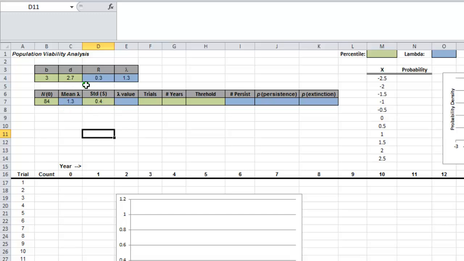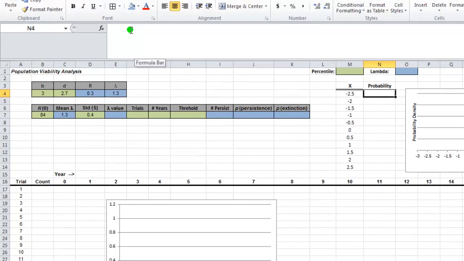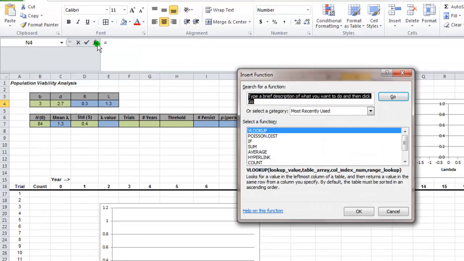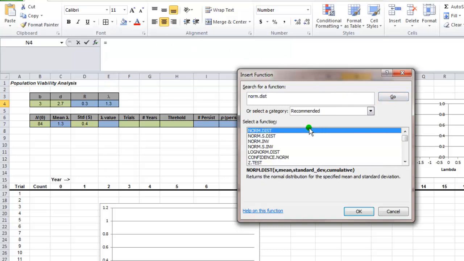Now, to give you a sense for what this distribution looks like, we've set up a series of numbers here called x. This would be an example of lambda. And we're going to ask, what is the probability of drawing a negative 2.5 from a normal distribution whose mean is 1.3 and whose standard deviation is 0.4? In Excel, we're going to use the function called NORM.DIST, and you can find this by just searching for the function, and you'll find it right there.